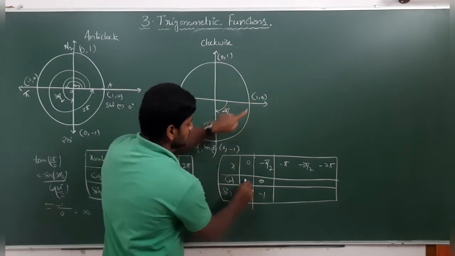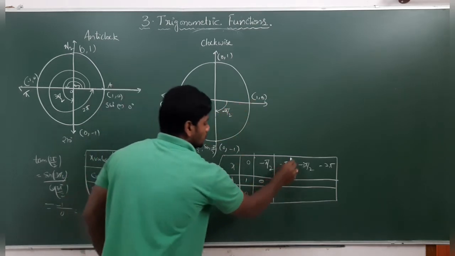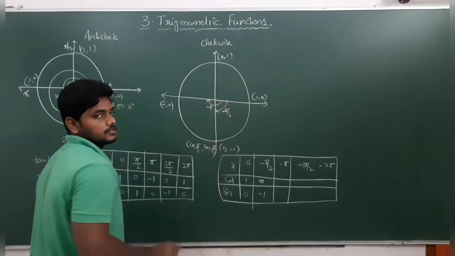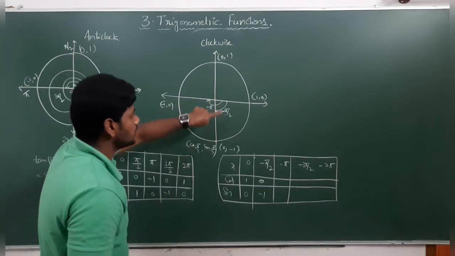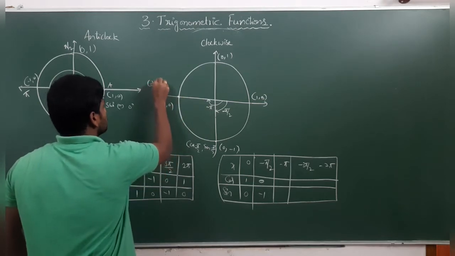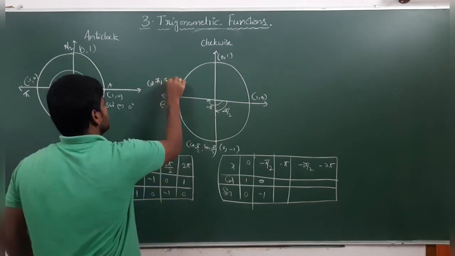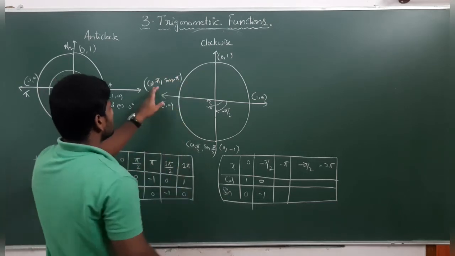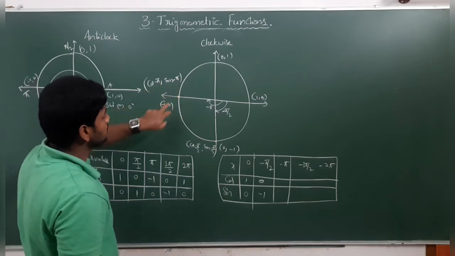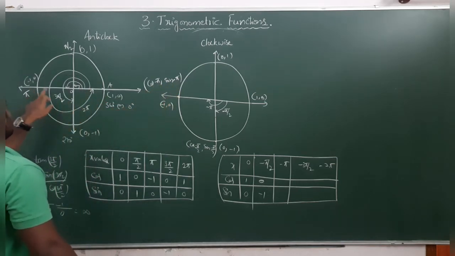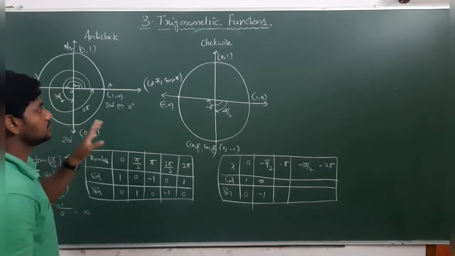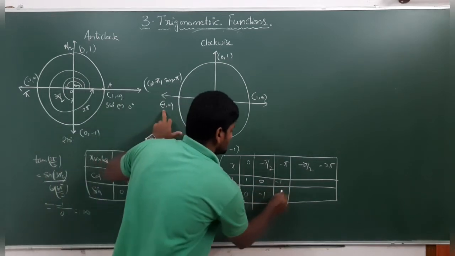Cos 0, sin 0, nothing but 1 and 0. Next, what is cos minus pi? From here to here it is minus pi. Actually this is 180, but in the clockwise direction, this is minus pi. What is this point? This point we can write as cos of minus pi, comma sin of minus pi. If you observe, cos of minus pi, sin of minus pi is minus 1, 0, and also cos pi, sin pi is also minus 1, 0. Understand this? So these values are minus 1, 0.